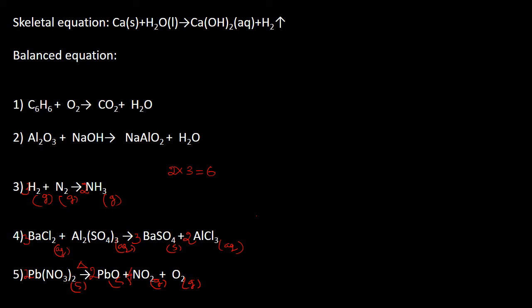So let us see whether it is balanced or not. 2Pb(NO3)2 gives 2PbO. So lead is balanced. And what about nitrogen? 2 into 2 is 4. Again 4 here, 4 N. And what about oxygen? 2 plus 8, 10 plus 2, 12. Here 3 into 6 into 2. That 3 into 2, 6, 6 into 2, 12. So it is also balanced.